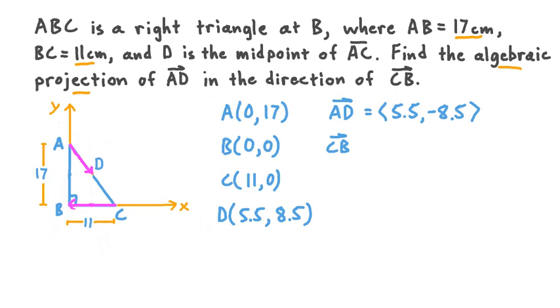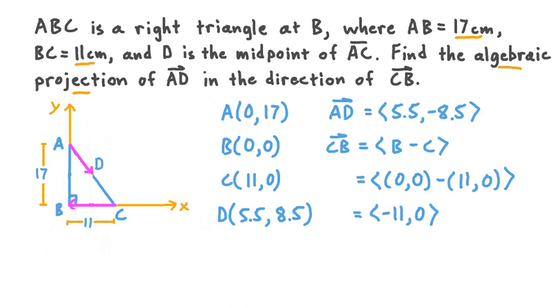Next, let's calculate the components of CB. To do this, we'll subtract the coordinates of point C from those of point B, which means we'll subtract the point 11, 0 from the point 0, 0. This results in the vector negative 11, 0.